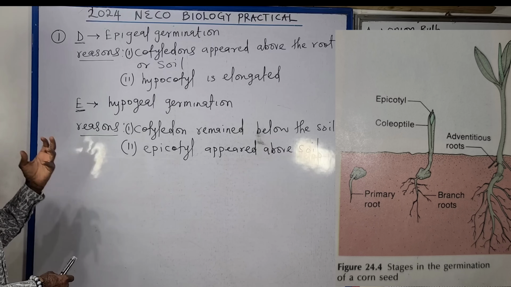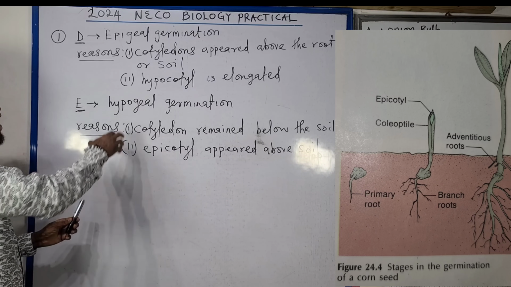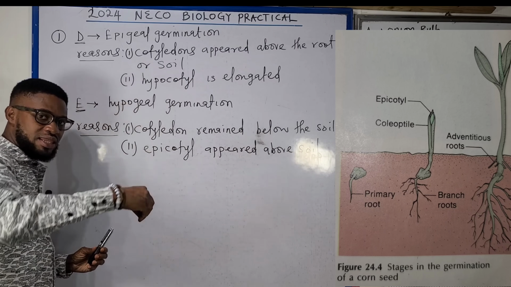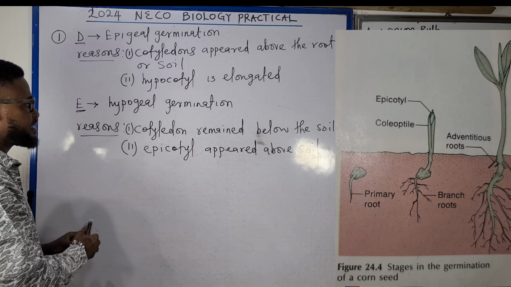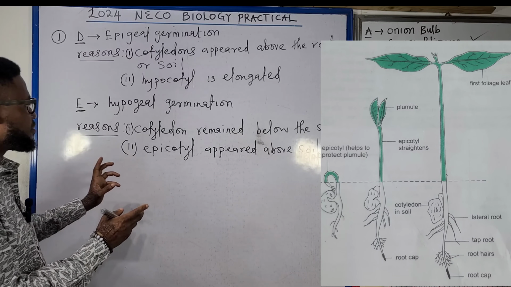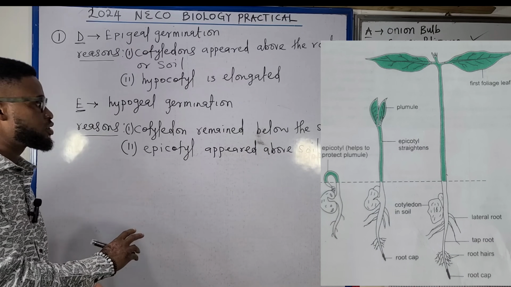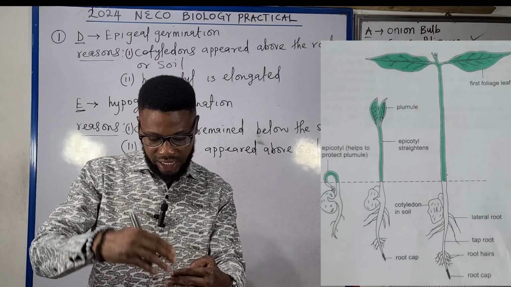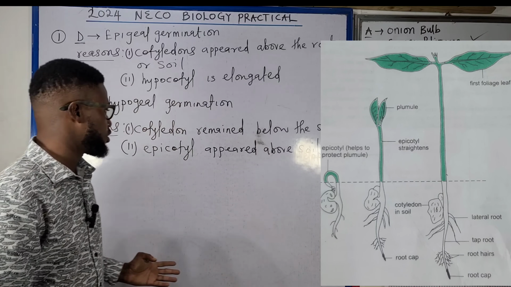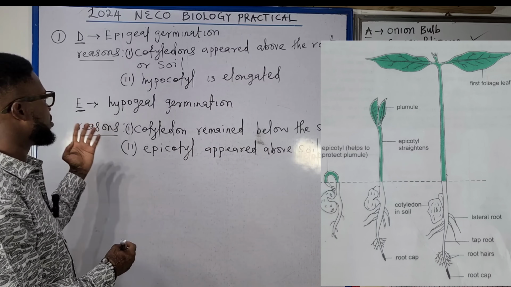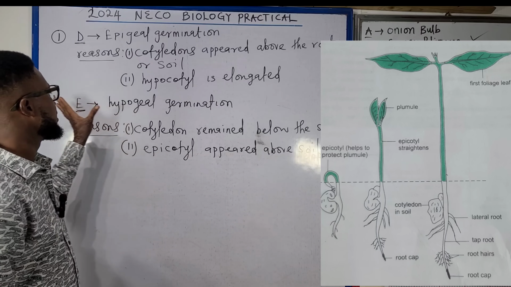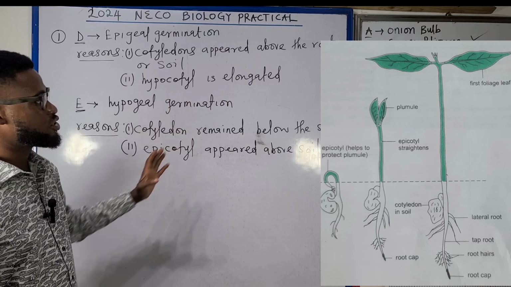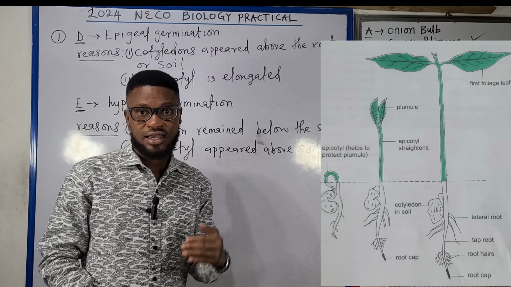When you talk about specimen E, that is hypogynous germination, simply because the cotyledon remained beneath the soil. In this case, what we have is just the epicotyle. The whole of the epicotyle appeared above the soil. You cannot see your hypocotyle there. So we just say the epicotyle appears above the soil. That is why we classify the germination in specimen E as hypogynous germination, and that ends that question.